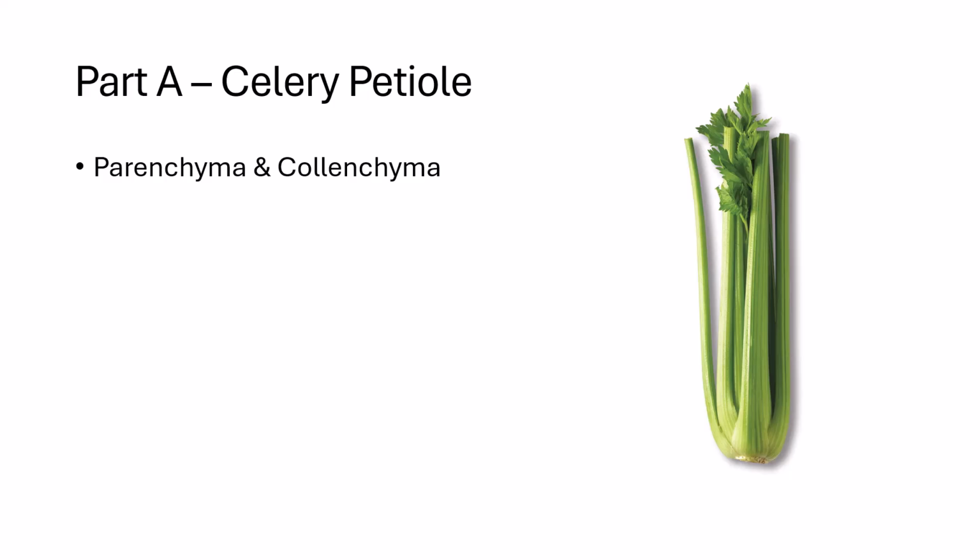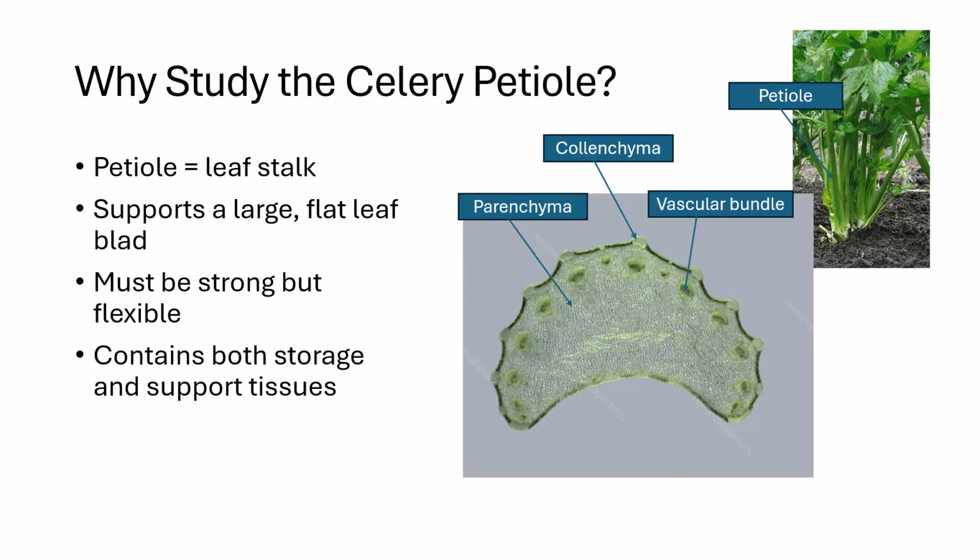The first sample that we will look at is celery petiole, where we will view parenchyma and collenchyma. The celery petiole is the stalk that connects the leaf blade to the stem. Its job is to hold the leaf upright and position it for light capture, while also allowing the leaf to bend in the wind rather than snap. Because of this, the petiole needs two different types of tissues working together.